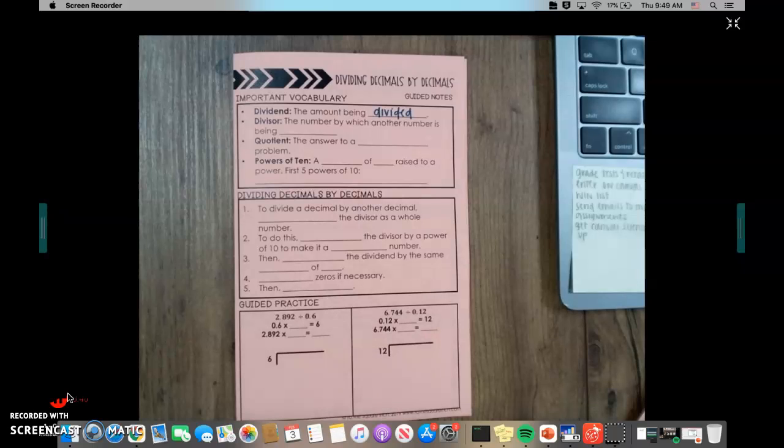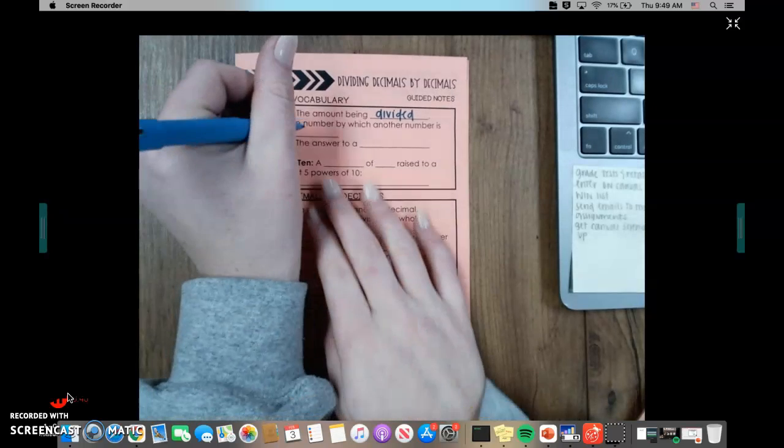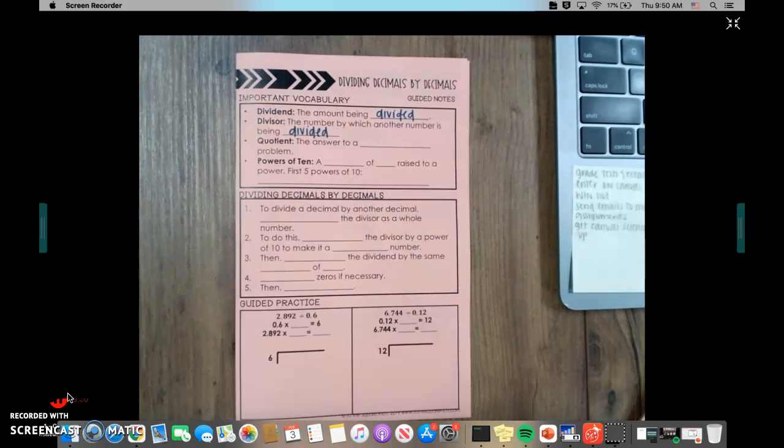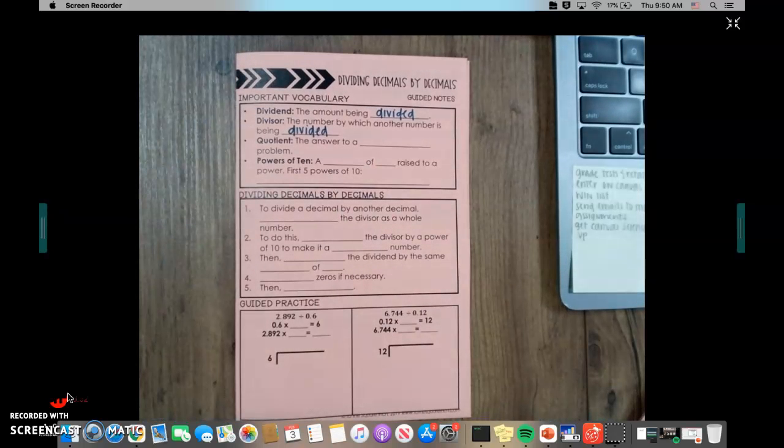The second vocab word is divisor, right? This is the number by which another number is being divided. Okay, this is the number that's going to be on the outside of our division problem. Remember the divisor, you wear a divisor or a visor outside.